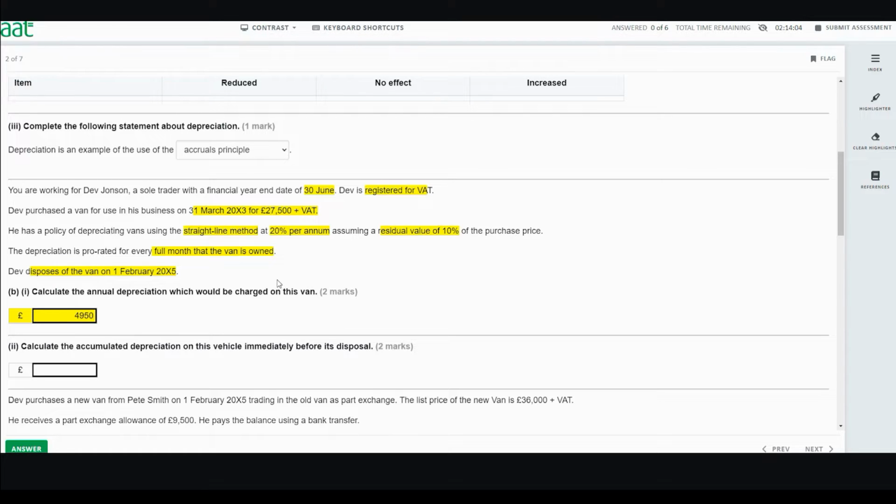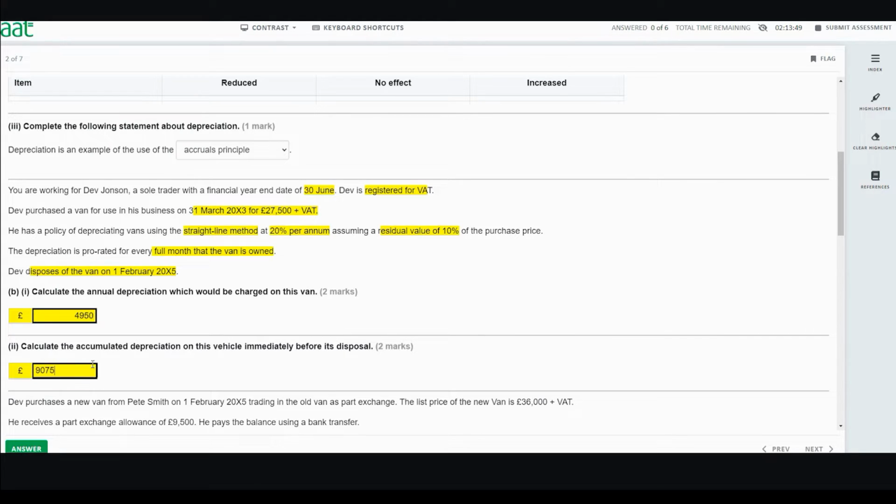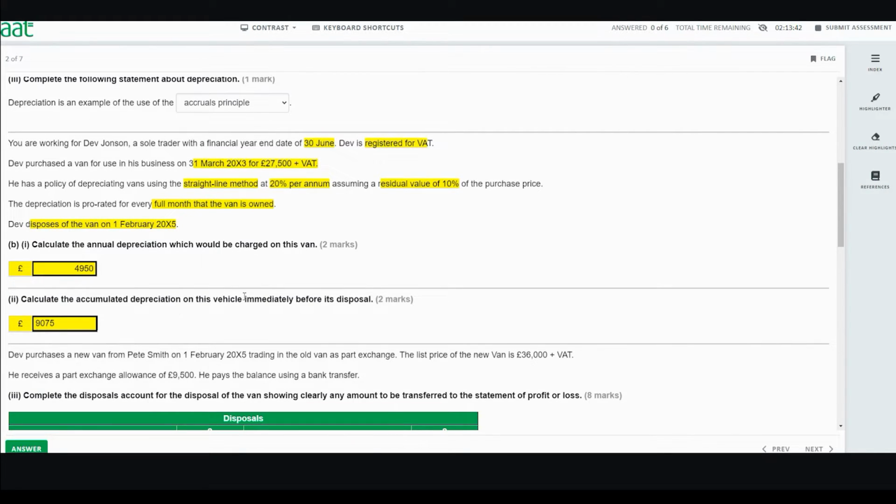The way to calculate this is 4,950, that's a year, divide that by 12, and then times it by 22, and you will get 9,075. That's the accumulated depreciation on the vehicle just before we disposed of it.